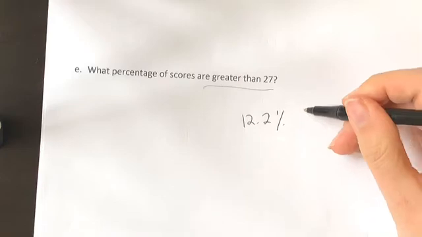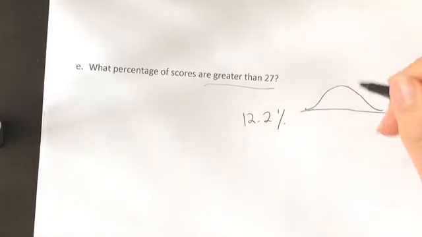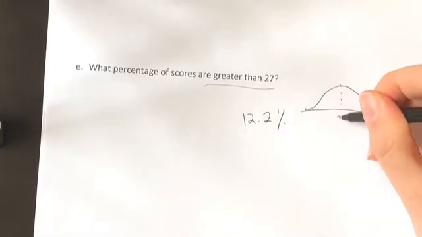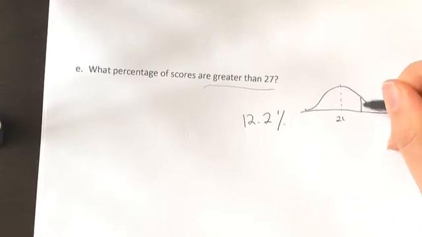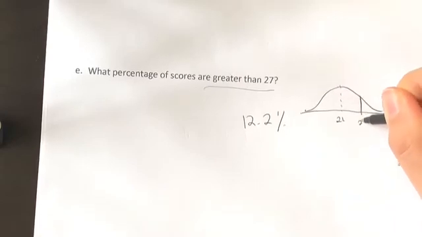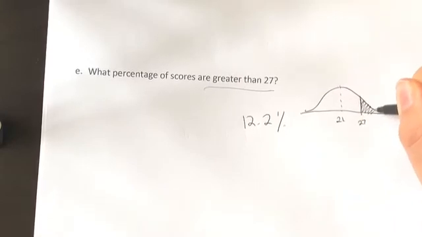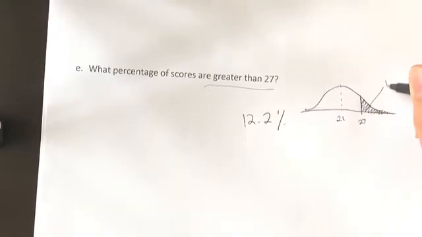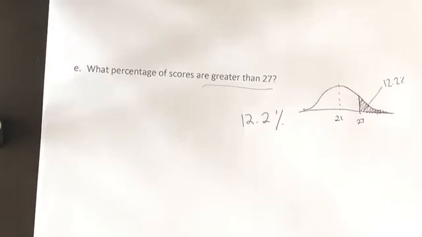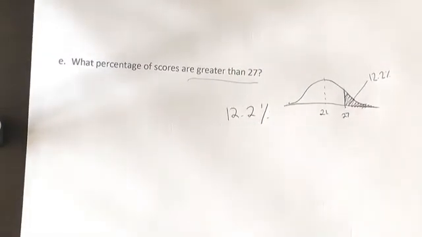So, and again, if we shaded our curve to match that, let's say here's the 21, and here's 27, we're up in this little tail end. So we're saying that 12.2% of students fall in that area. Okay, hopefully that makes sense.